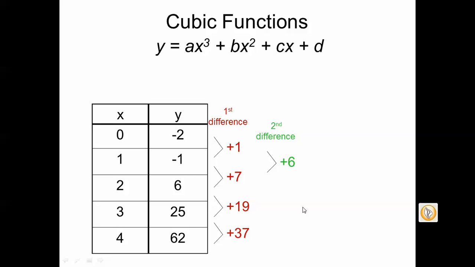7 minus 1 is 6. 19 minus 7 is 12. 37 minus 19 is 18. Is our second difference the same? It's not. So let's look at our third difference. 12 minus 6 is 6. 18 minus 12 is also 6. The third difference is the same.